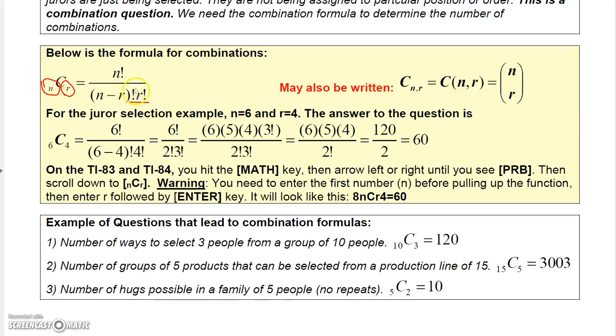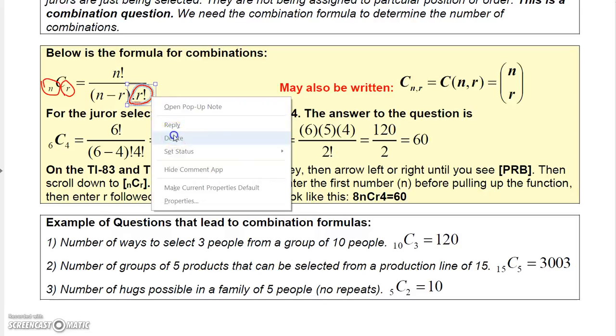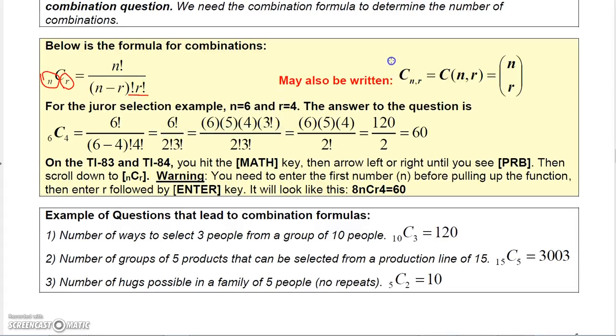I won't make a big deal out of this, but I will tell you this. What this r factorial does is it divides out all of the arrangements. So it removes all of the arrangements of the objects and just gives you the number of subsets. And over here are some other ways that combinations can be written. This is sort of a shorthand notation with the parentheses.